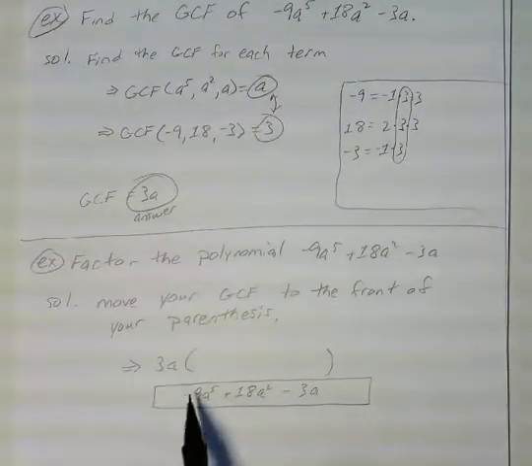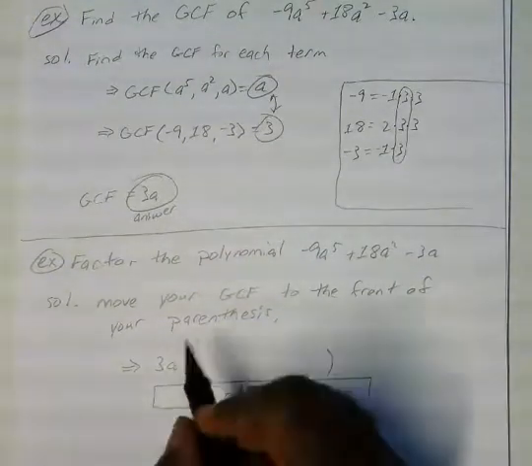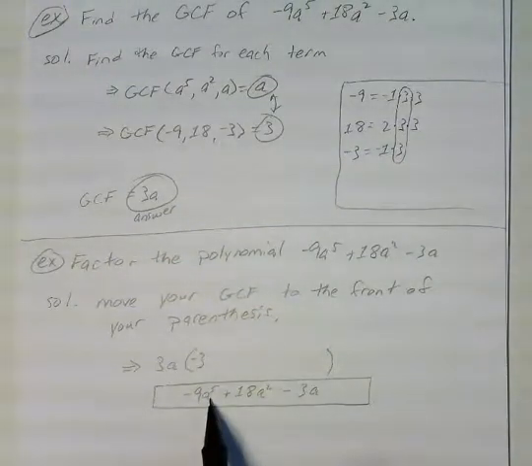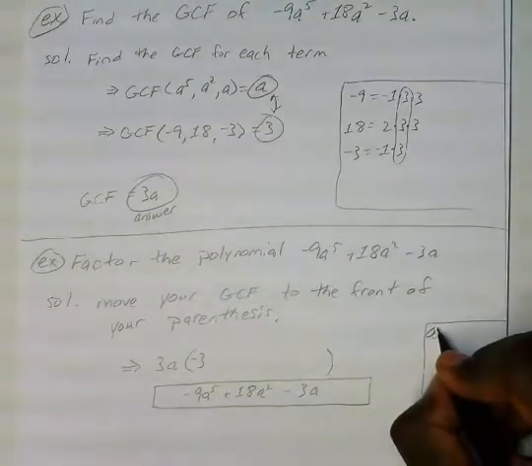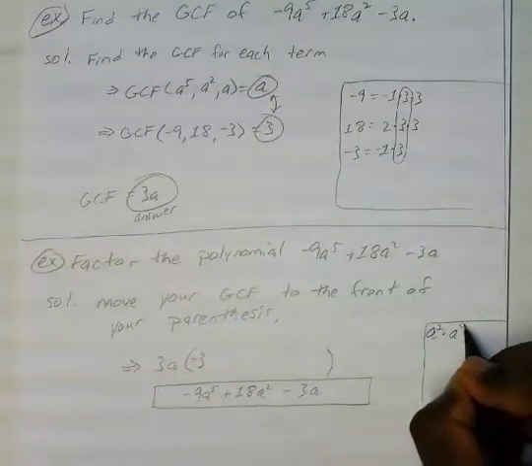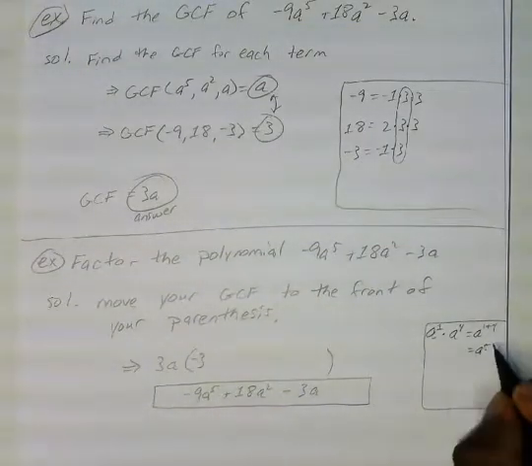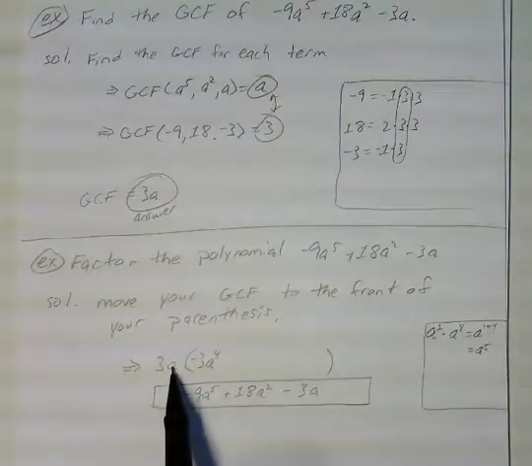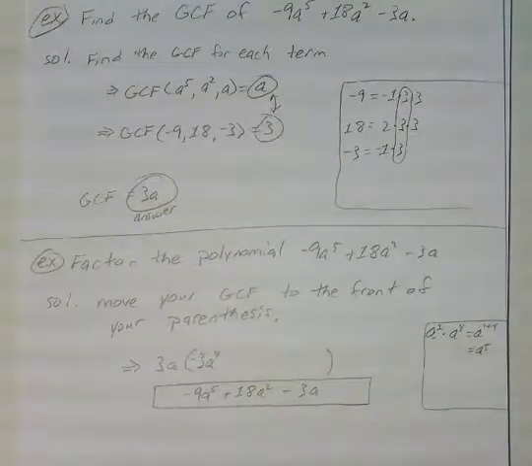Okay, so 3 times what will give you negative 9? Negative 3. 3 times negative 3 is negative 9. Okay, and a times what will give you a to the 5th power? Okay, so just a little side note there. A is the same as a to the 1st power. So a to the 1st power times a to the 4th power is a to the 1 plus 4 power, which is a to the 5th. So a to the fourth power gives you that. So if we distribute, we'll get negative 9a to the fifth power.